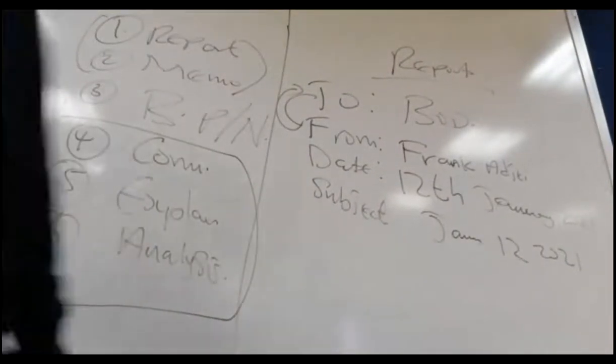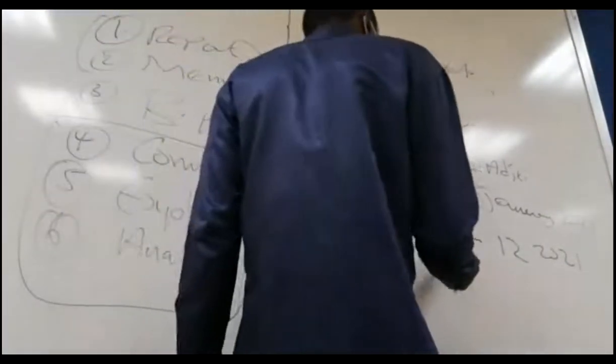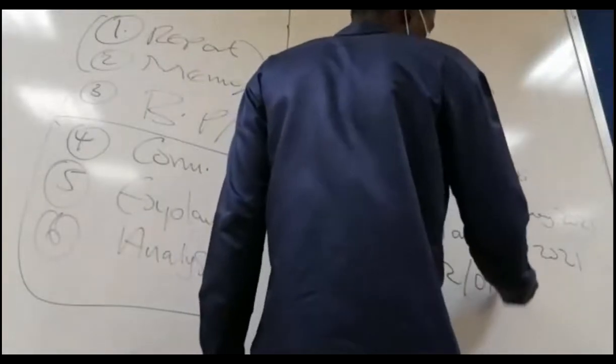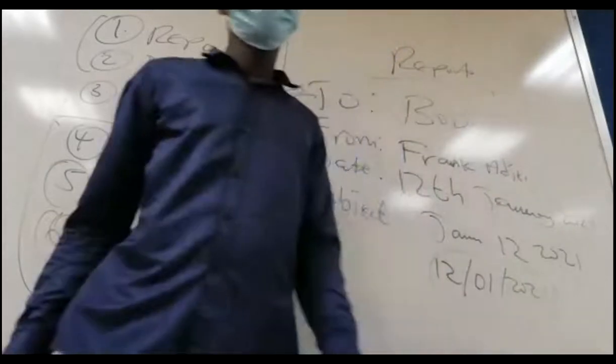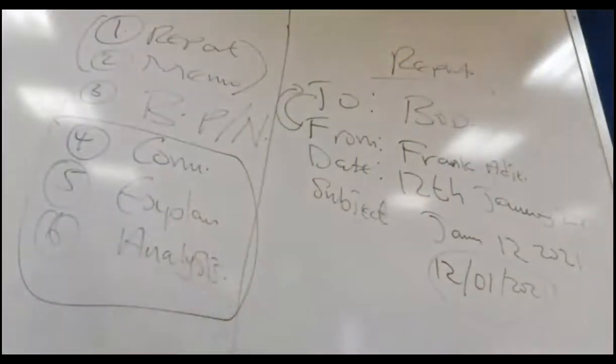What we don't want to see is this: 12, like this, 01, 2021. This is not official date format. This is not official date format. So let's take note of that. I will not tell you the marks, to discourage you.